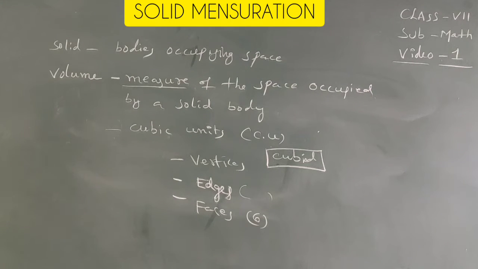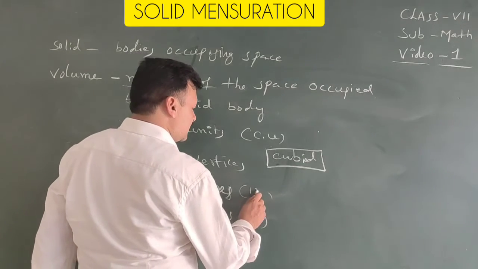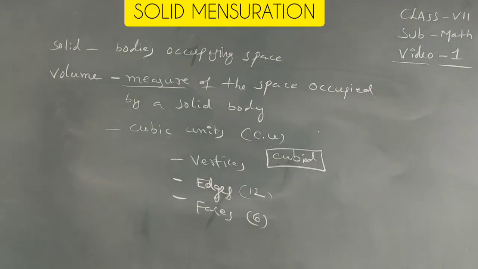Where the blue and yellow meet, they meet in 4 places, 4 edges. Where the blue and white meet, again they meet in 4 places. Next, yellow and white, blue and white, yellow and blue. Like this, they meet in 12 places. It has 12 edges.